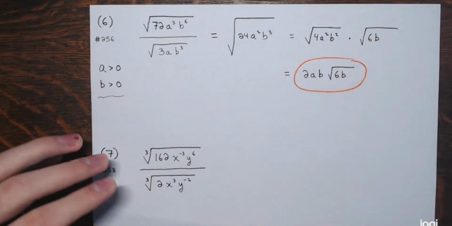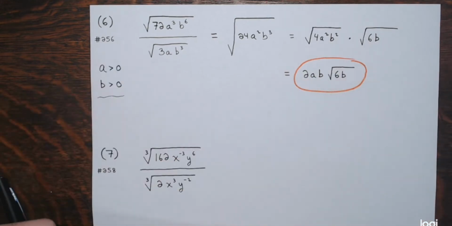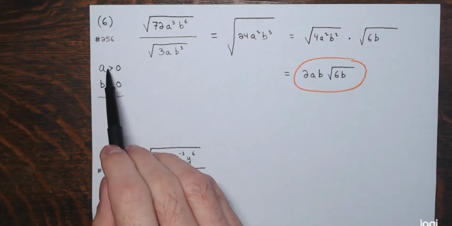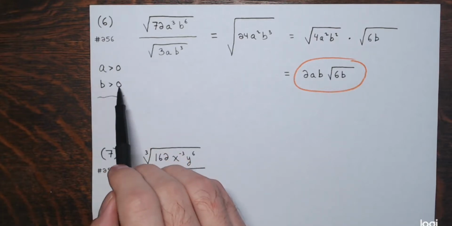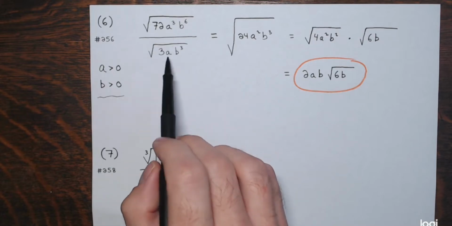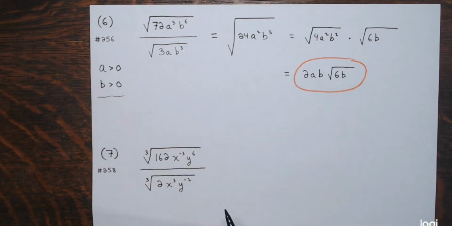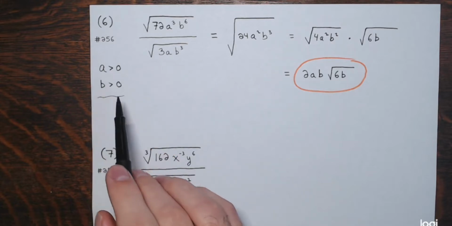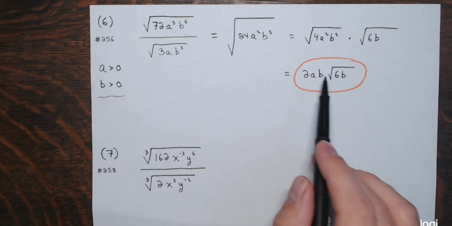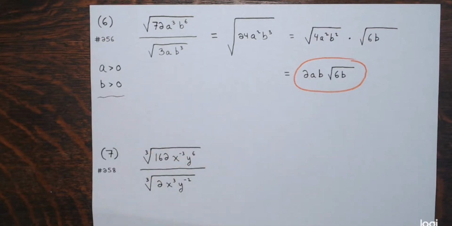Alright, so this ends up being equal to 2ab times the square root of 6b. And then again, if you want to check it out, you want to test it, plug in some positive value for a, plug in a positive value for b, and plug them in the first expression, plug them in the last expression, and they should give you the same value. Alright. So for example, an easy one would be if a was 1 and b was 6, both expressions would end up giving me the value of 72. And I leave it to you to check that.